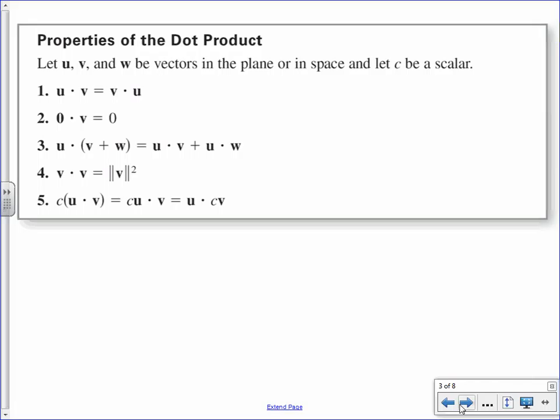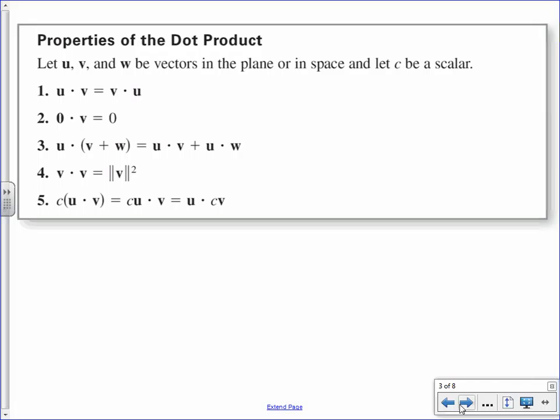Dot product with 0 is going to get you 0. That should be pretty obvious. Number 3. So this is kind of like our distributive property. If we're taking the dot product with a sum, that would be the same thing as taking u dot v and adding it to u dot w. Our dot product is like multiplication, so we can distribute that through.